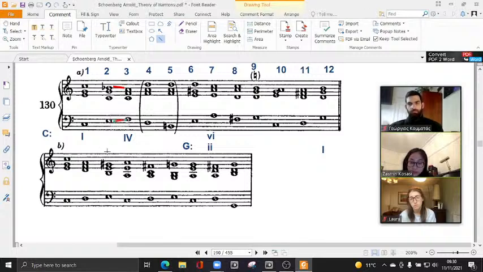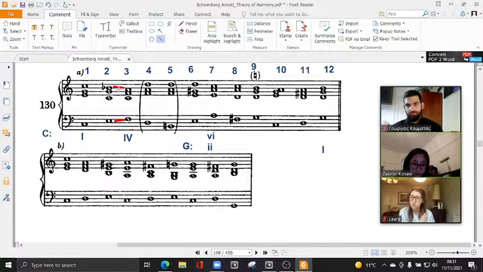So, in general terms, the third of the chord ascends. The seventh of the chord descends. Good. Perfect. So far, so good. So, to which mode should we link this chord?